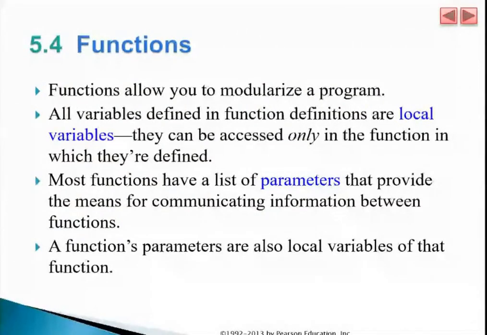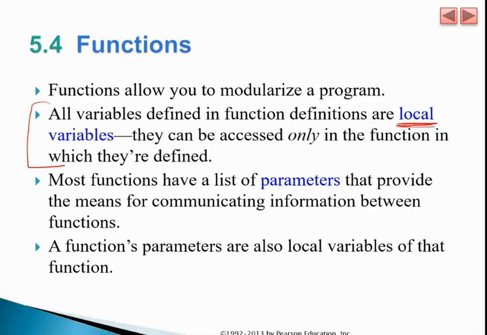All right, now let's see how we can make our own function, a user defined function. Functions in C allow us to modularize the program. Now this is important: all the variables defined inside a function are called local variables. Local variables are the variables which can be accessed only inside the scope of the function in which they are defined.